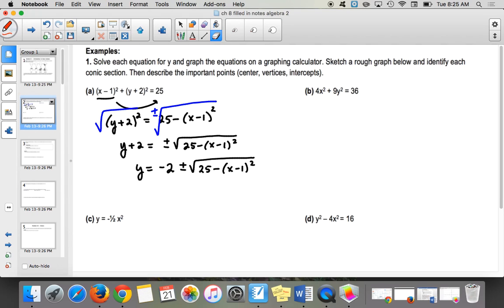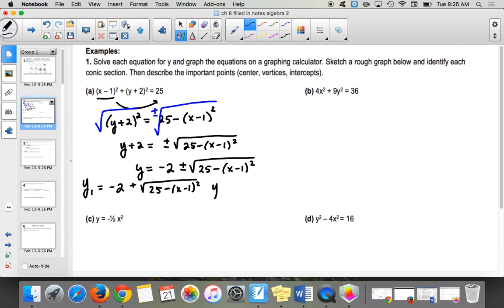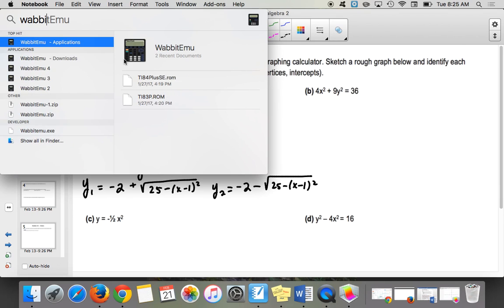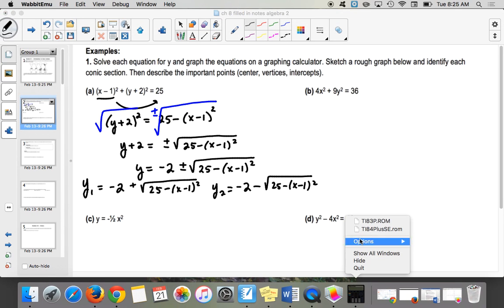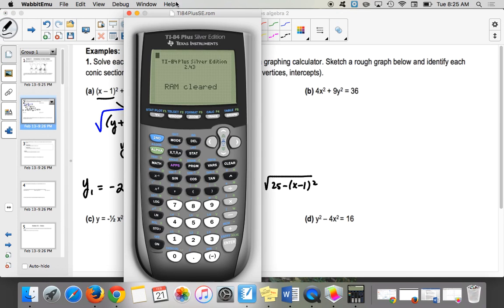So, all right, so we're going to put this into our graphing calculator's two functions. Okay, so we're going to put in y1, which is negative 2 plus the square root of 25 minus x minus 1 squared. And we're going to put in y2, which is going to be negative 2 minus the square root of 25 minus x minus 1 squared. So we need to use both the plus and the minus. Okay, so get your calculators out. So let's test this.